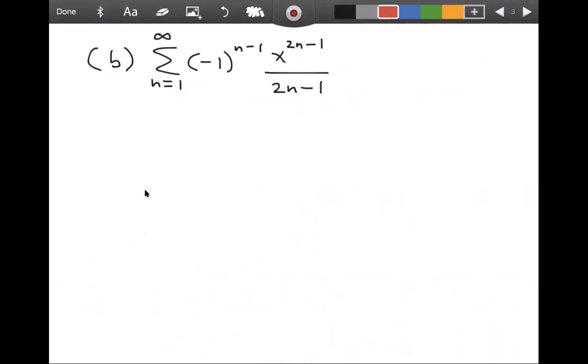Letter B, the sum n going from 1 to infinity of -1 to the n minus 1 times x to the 2n minus 1 over 2n minus 1. So this would be a really good one for you to pause the video, try this one, and then come back and compare notes. I think it's pretty similar to letter A. So I will go ahead and let you do that. All right, so now hopefully you've tried this example. We're going to look at the limit as n increases without bound, absolute value a sub n plus 1 over a sub n.